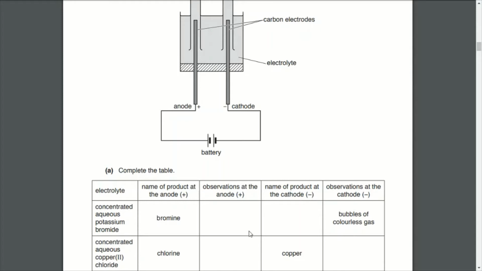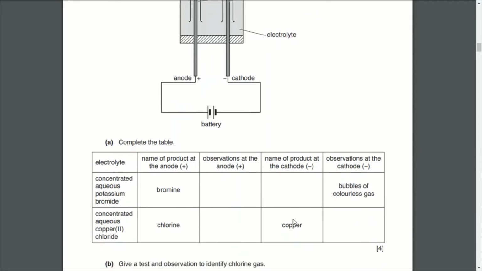Then the name of the product at the cathode. If we look at the cathode over here, the observations are bubbles of colorless gas. Whenever you practice these types of questions, the more you practice, the better you will be at it, because wherever we see bubbles of colorless gas, most probably, like 90% chances, hydrogen is going to come, especially when they're talking about inert electrodes, that are carbon electrodes or any other inert electrodes.